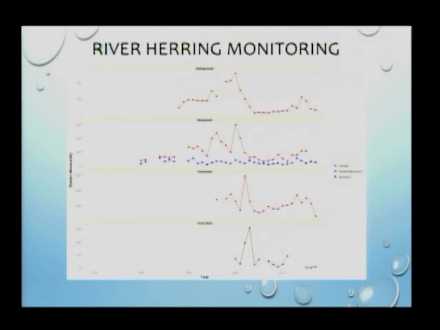Yeah, so who here knows about lamprey? You people. Okay, I'll just briefly talk about lamprey.